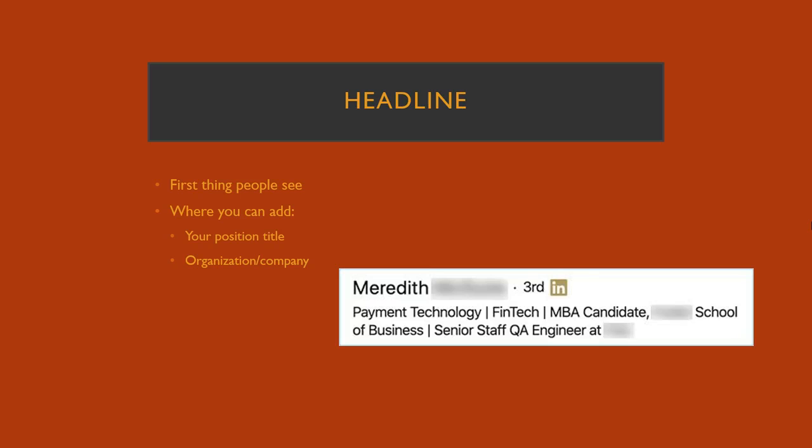Next we'll talk about the headline. This is actually what people see first. They'll see your picture, and then the headline is what's going to be shown to them. This is where you're able to add maybe your position title, the organization or company, maybe what you're currently doing. As you can see in this example, someone put payment technology. That's the area that they're either working in or interested in. They work for fintech. They're an MBA candidate. They talk about the school that they're currently in and the position that they're holding, senior staff QA engineer, and then the specific company. So it really gives people a little blurb about who you are and what you do.